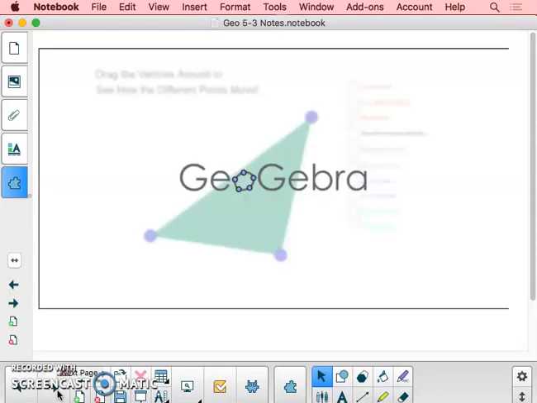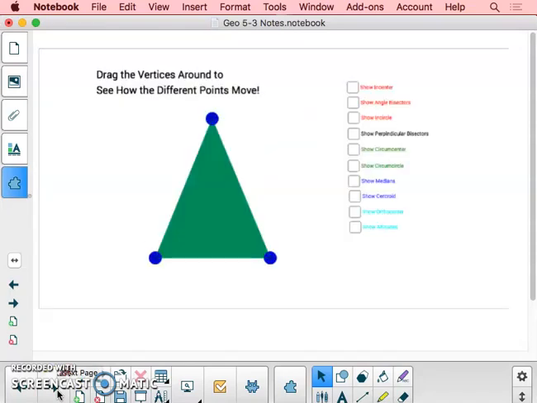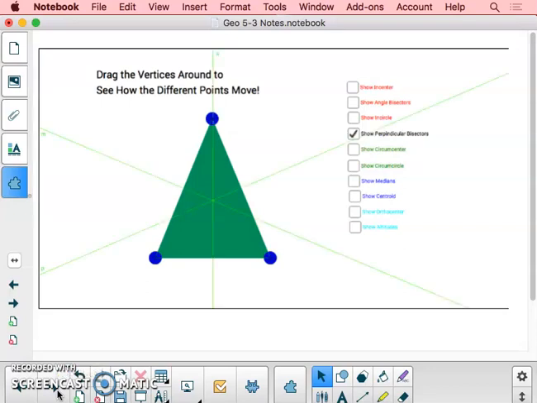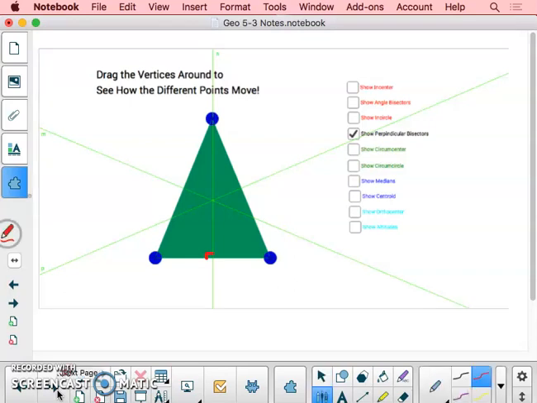Real quickly, just to show you what we're talking about today, in this triangle, if you draw all of the perpendicular bisectors, they run into each other. All right, and that's part of what we're going to talk about today. So if I click on Show Perpendicular Bisectors, all of these green lines are going through the segment at 90 degrees and cutting the segments in half. That's just a fast way of popping up the answer for you.